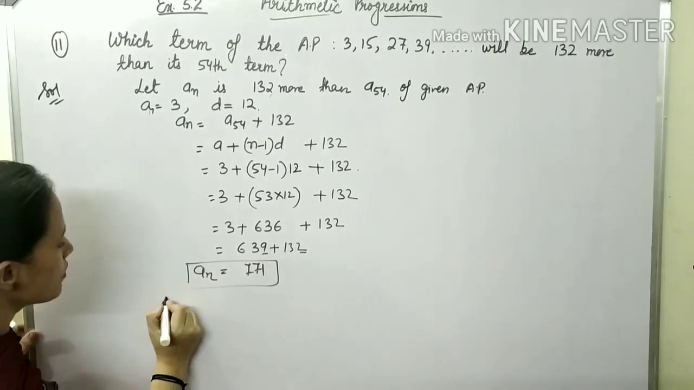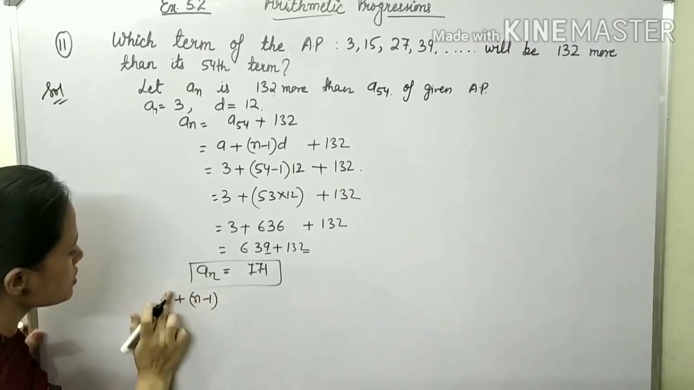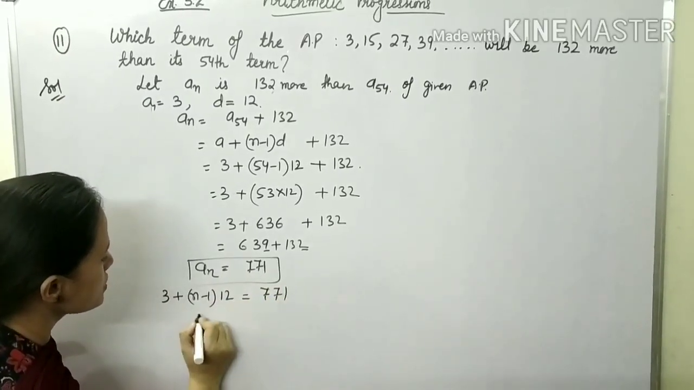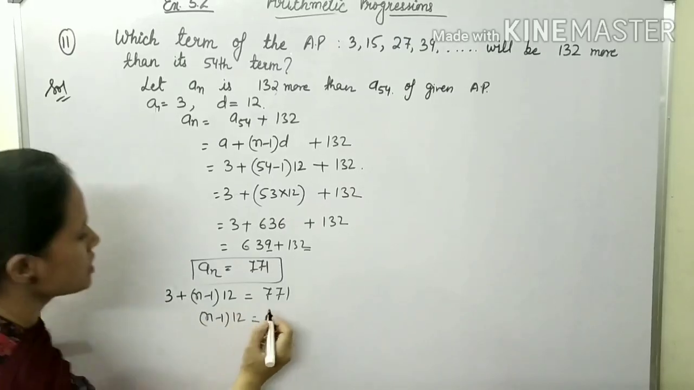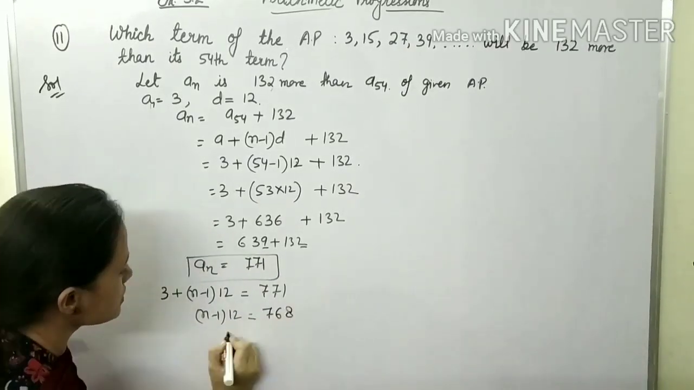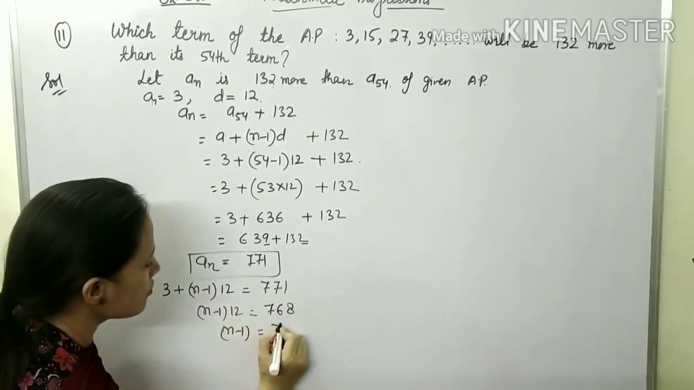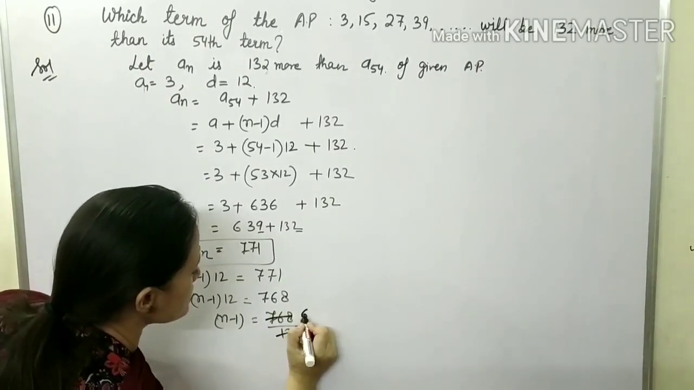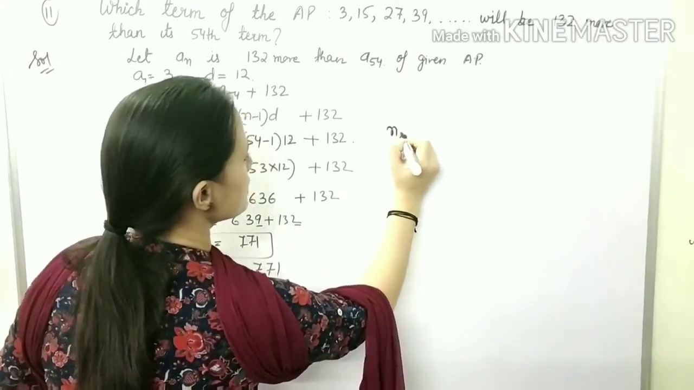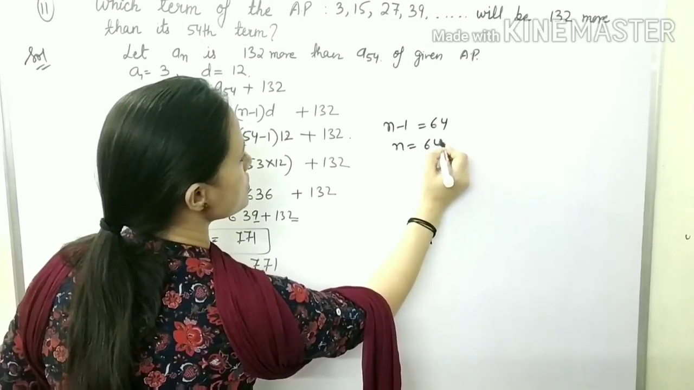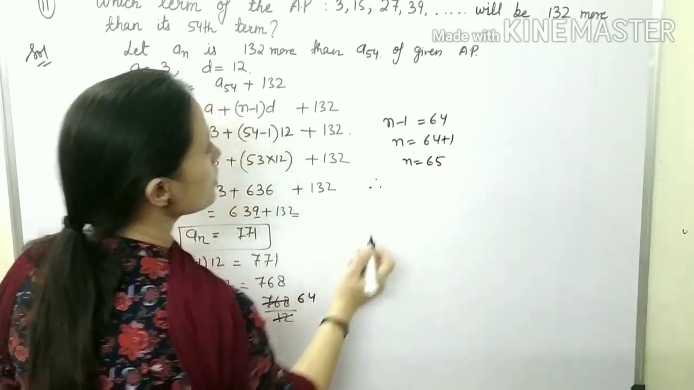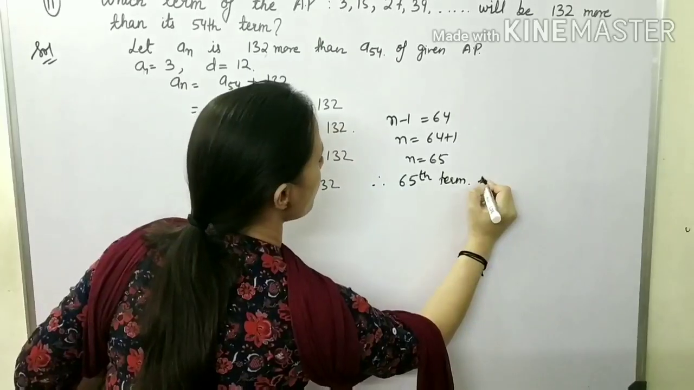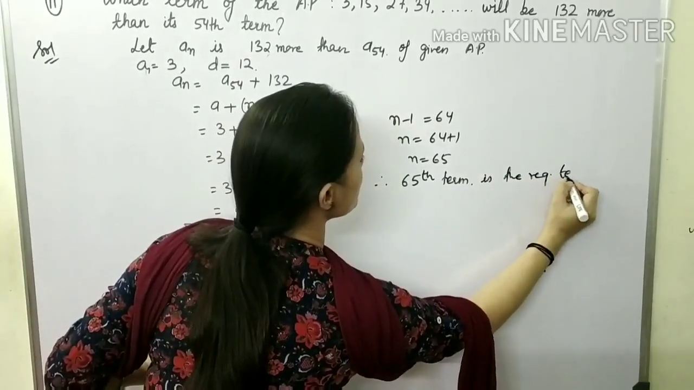So again we'll apply the nth term formula, A plus n minus 1 D. So directly I am writing A is 3, n we have to find, D is 12, equals 771. So n minus 1 into 12, will transpose this 3. So we'll get 768. So n minus 1 is equals to 768 upon 12. That is 12 6 and then 12 4. So n minus 1 is equals to 64. That is n is equals to 64 plus 1, 65. Therefore, which term is that? 65th term is the required answer, or is the required term you can write.